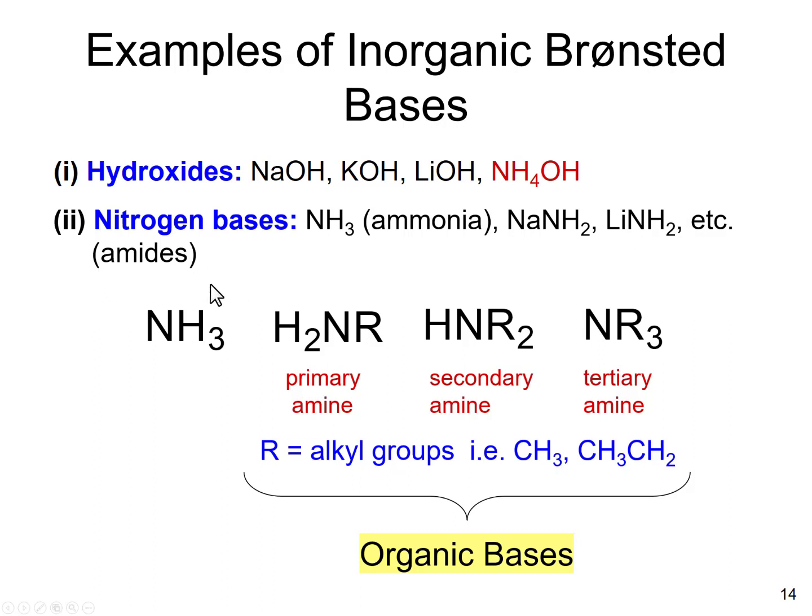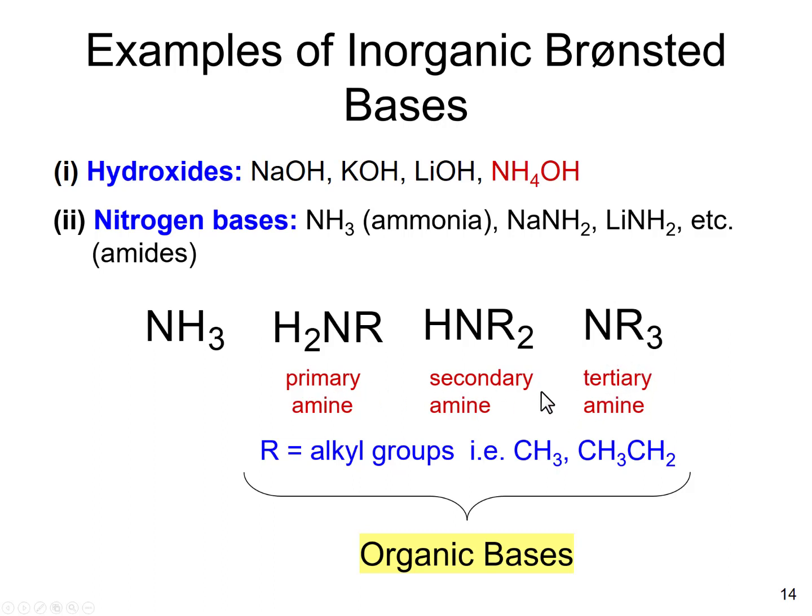Now we have also organic bases, and they can be simply derived from ammonia by replacing 1 proton each with an alkyl group, so you have replacement of one proton with one alkyl group, that would give rise to a primary amine. If you replace two hydrogens with an R group, then you have secondary amines, and if you replace all three with an R group, then you have a so-called tertiary amine.